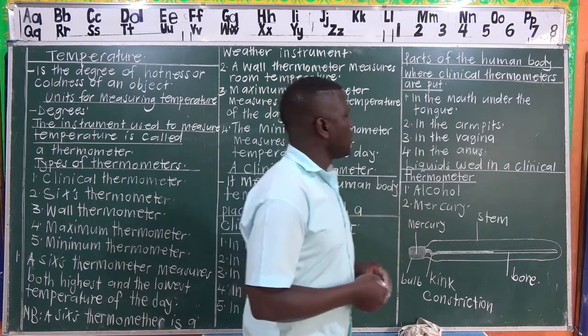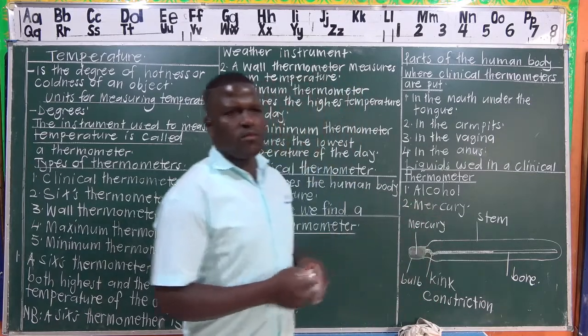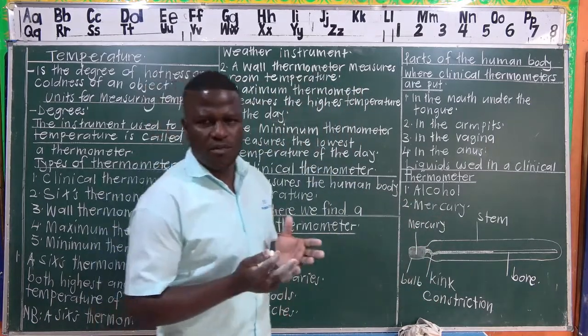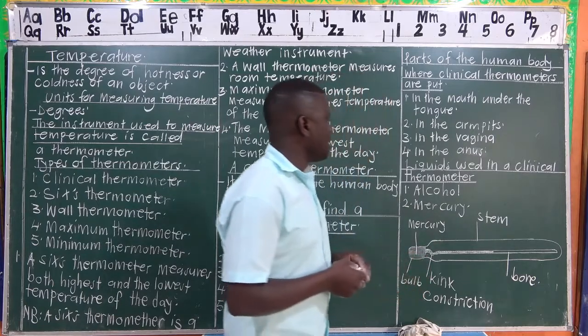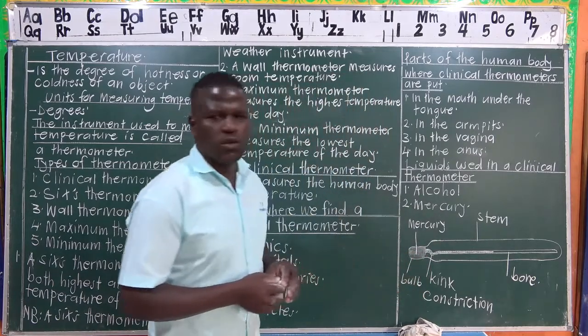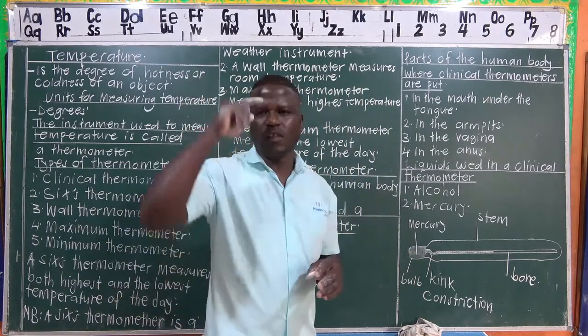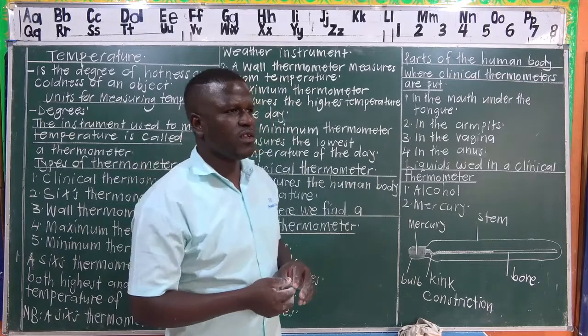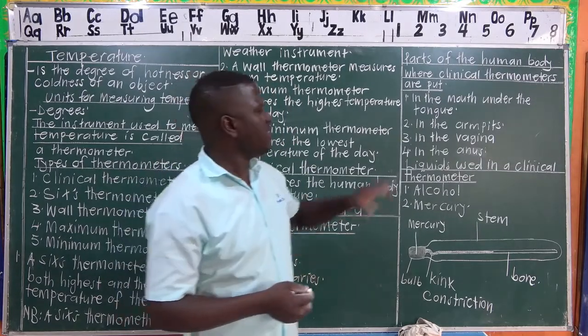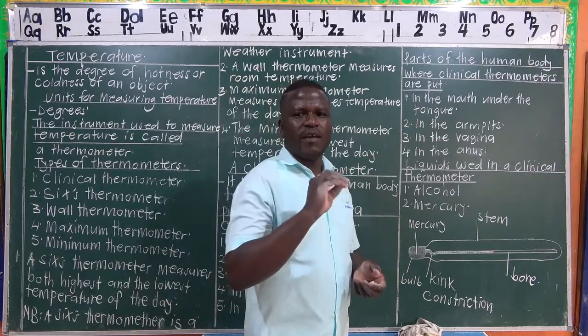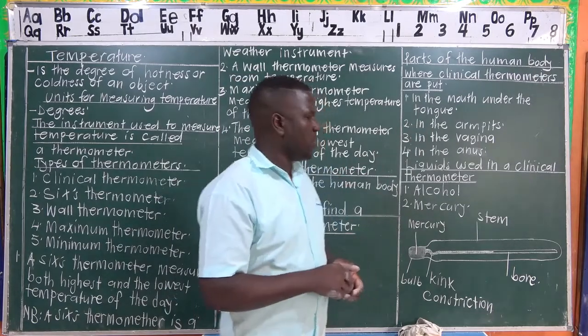Why are clinical thermometers put in these areas? It's because they have warmth. They are warm, so they can easily help to get the right temperature. So you cannot get a clinical thermometer and put it on the forehead. This forehead does not have enough warmth, and these areas we have mentioned, they cover the bulb.